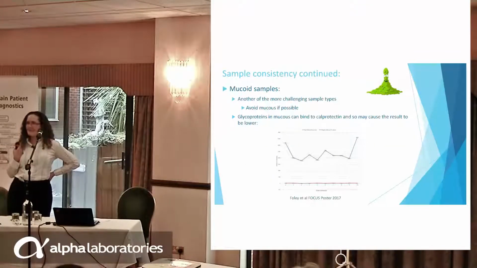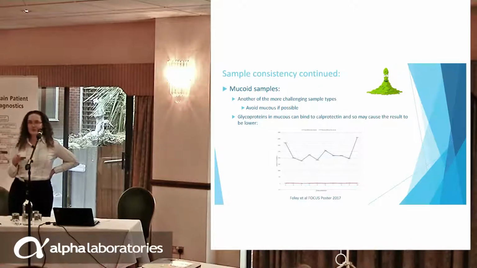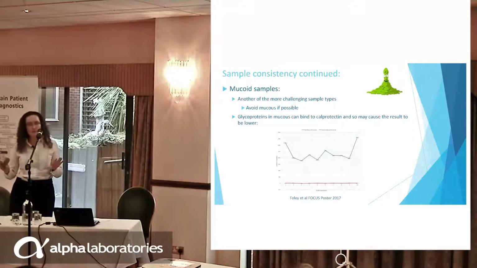Mucoid samples, another one of the favourites. They're very difficult, challenging samples to deal with. What we can say is, if at all possible, avoid the mucus, okay? Quite often it can be hard with mucoid around the edge. Again, just avoid the mucus, or sometimes you can get really liquid ones. They're mucoid and liquid. If you get the option, go for the liquid, avoid the mucus, okay?